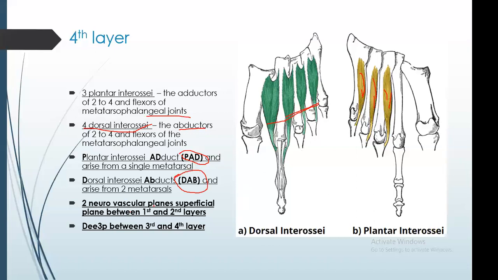The two neurovascular planes: the superficial plane between the first and the second layer of the muscles, and the second one is deep, between the third and the fourth layer of the muscles. So there are 4 layers of the foot. This is the deepest part.